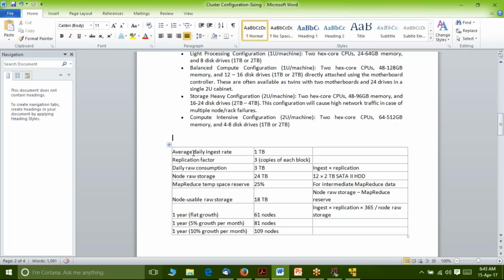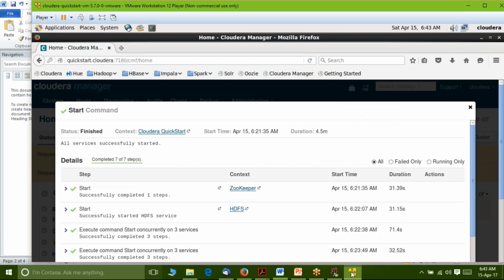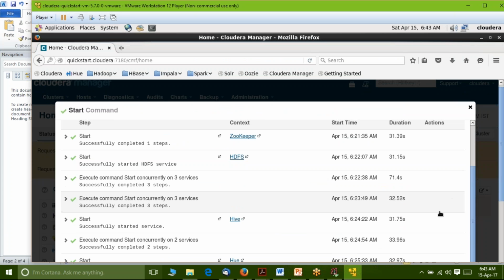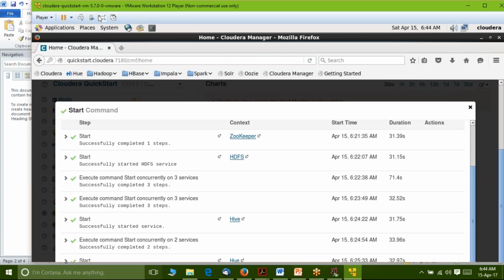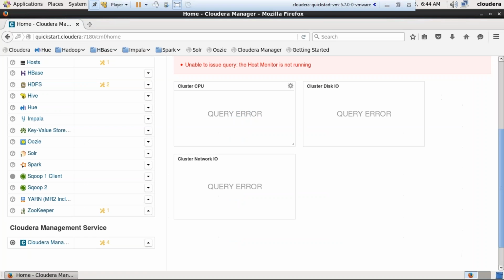See, the average daily ingestion rate, what do you mean by the ingestion rate? The amount of data coming into your cluster. If it is 1 TB and the replication factor is 3, I have already shown you how you decide the replication factor and the block size. You're going to decide those things on the cluster. Let me show you that even.